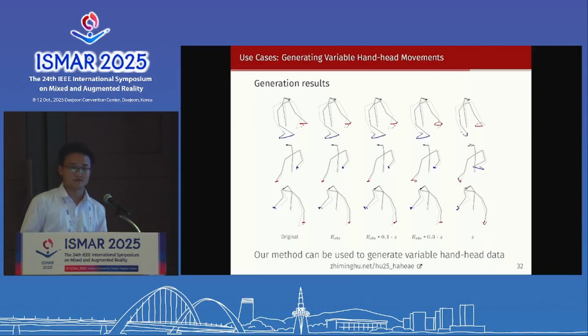The next use case that we show is that, because we use a diffusion encoder and a diffusion decoder in our network, our method could be used to generate new signals. So this is the original signal, and then we have a stochastic representation of the signals. We could do the generation by adding some random Gaussian noise to the stochastic representation to change the extent of its stochasticity, and we could also directly replace the representation with Gaussian noise. We show that our method could be used to generate variable hand-head data based on our representation.